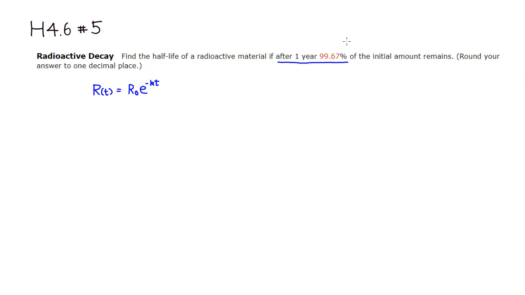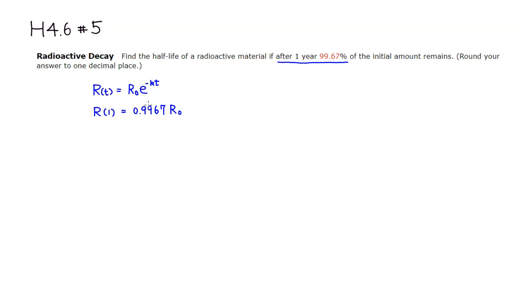99.67% left. So write that in math notation. After 1 year, this is going to be 0.9967 R0, right? So that's what we said. It's 99.67% of the original amount, which is R0.